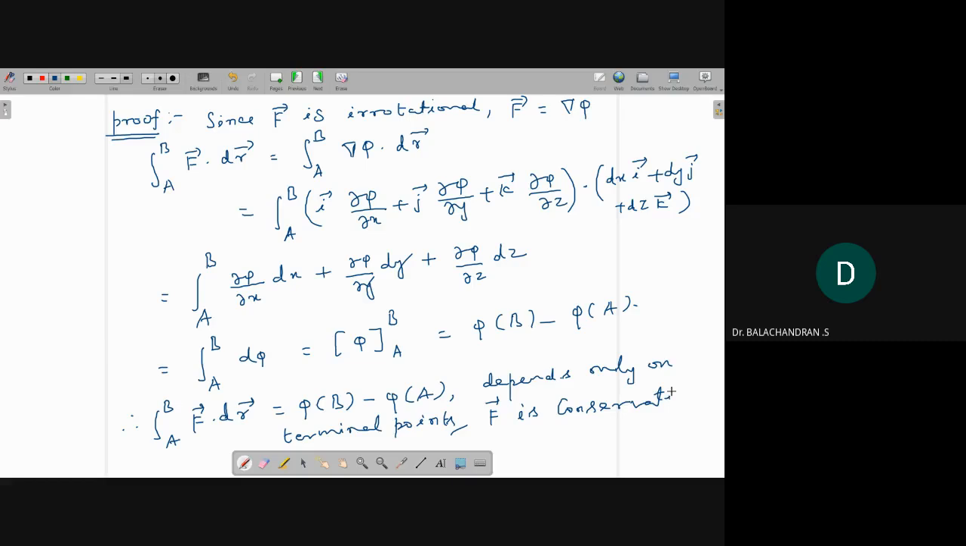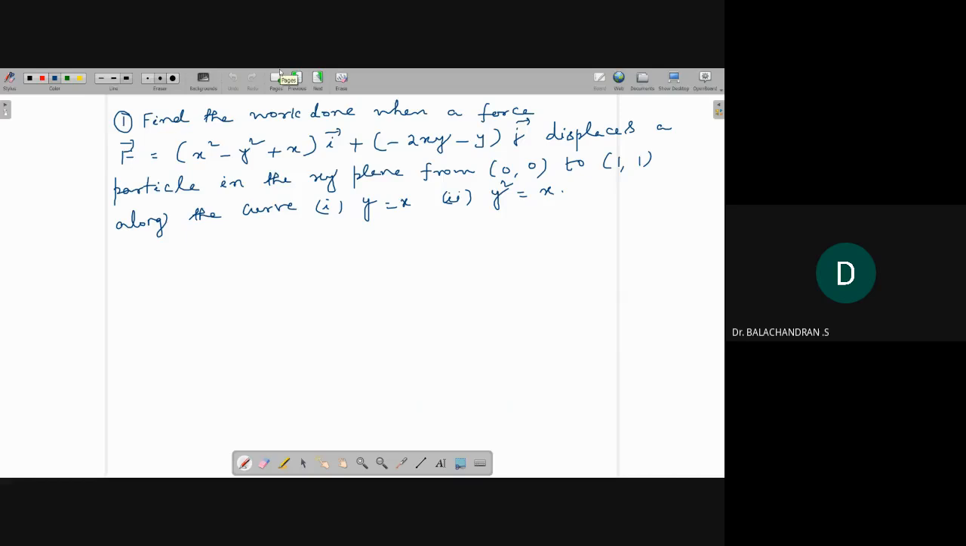So we'll go to the first problem. Please write down the problem. Find the work done in a force F vector equal to x square minus y square plus x into I vector plus minus 2xy minus y into j vector, displaces a particle in the xy plane from 0,0 to 1,1 along the curve: one, y equal to x; two, along the curve y square equal to x.